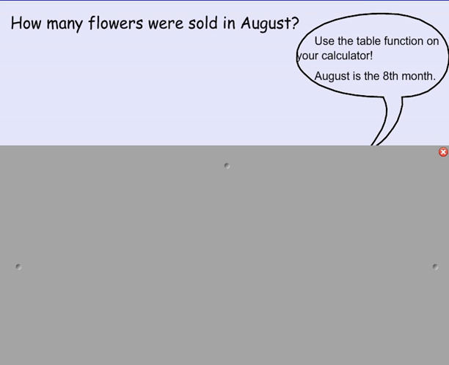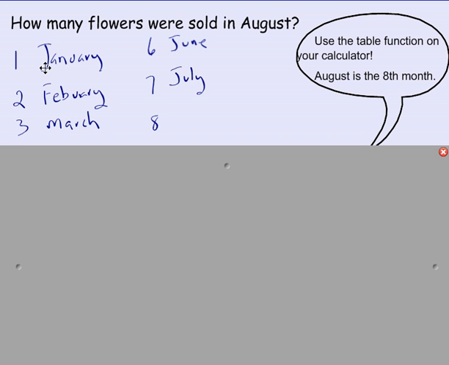The last thing that the question asked us to do was to find out how many flowers were sold in August. My little hint here is to actually use the table function on your calculator or to use the trace function on the graph. August is the 8th month, okay? So when we start as January is the first month, our second month would be February, March, April, and then we go all the way up to 6 being June, 7 being July, and finally 8 is August.